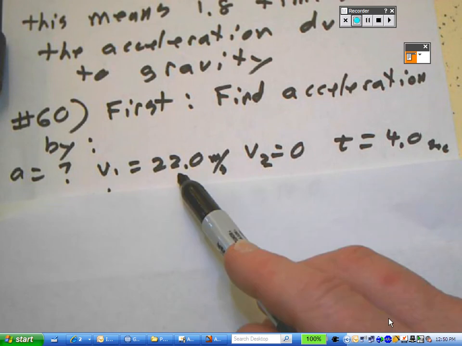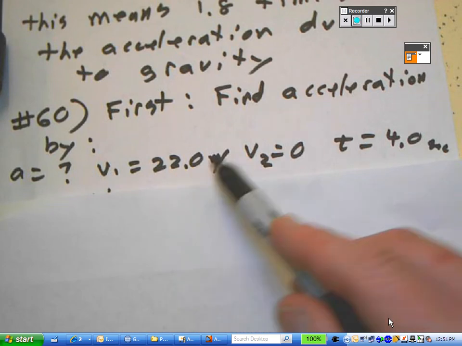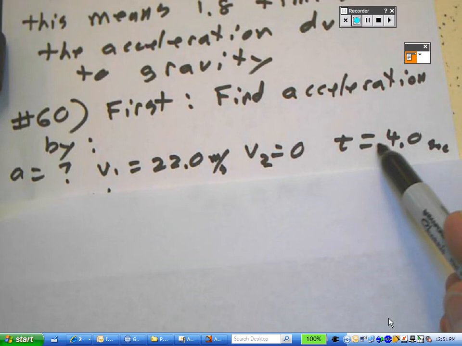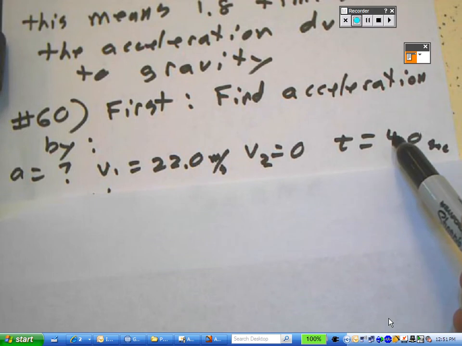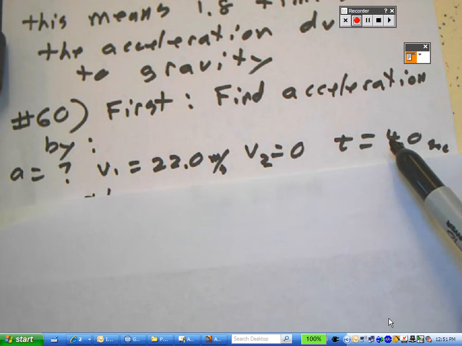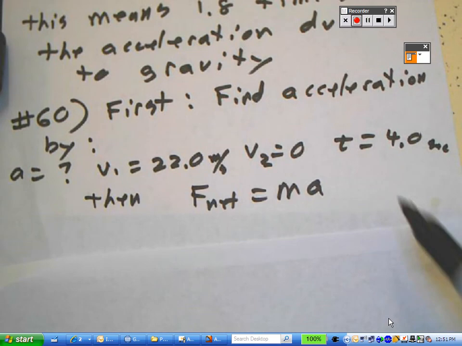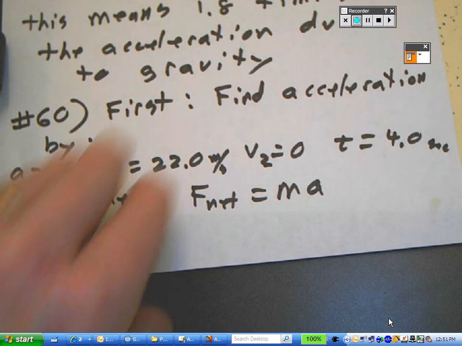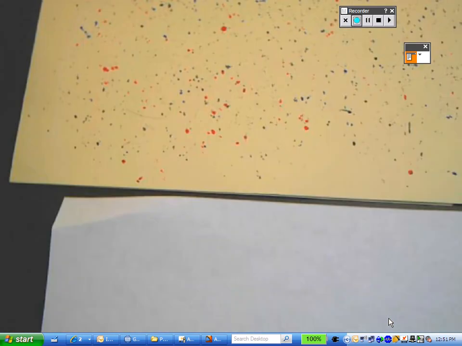The v1 is 22.0 meters per second, the v2 is 0, and the time is 4.0 seconds. You're searching for a formula that has just those. When you find that formula, then it's a simple matter of using F equals ma to finish it. And that is number 60. Little hint. Let's look at number 67.